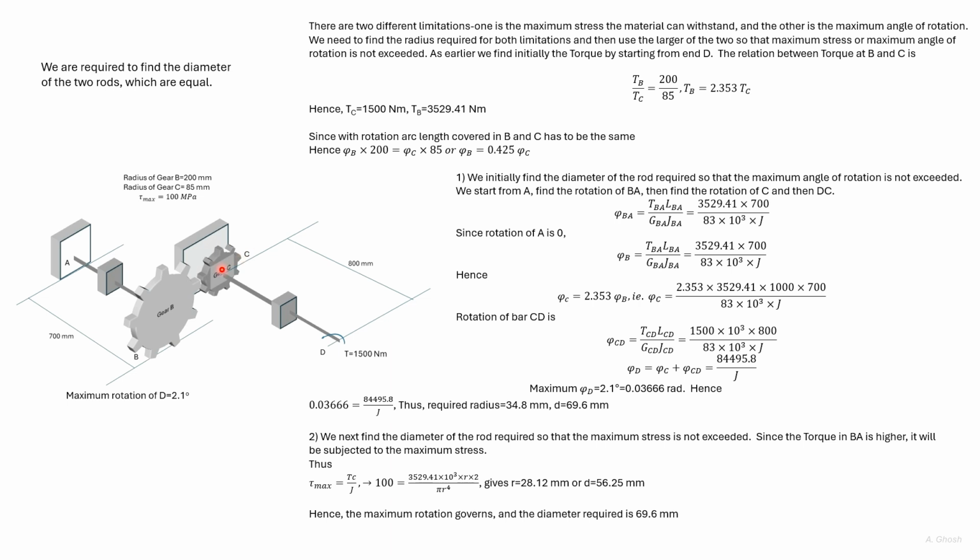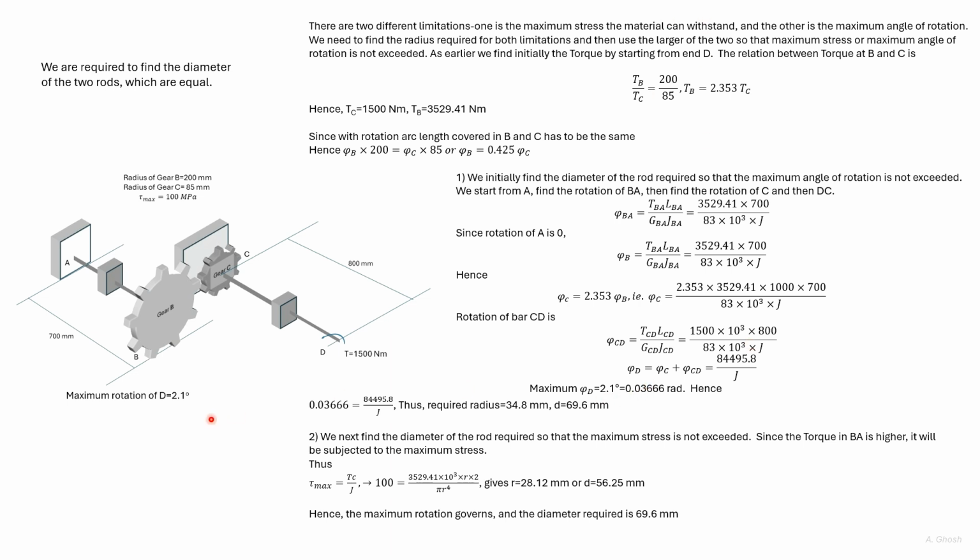We now know the phi of C, so we'll find the phi of CD to get the phi at D. So here for phi CD, the torque is this torque, the length is given, and G is known. So we find phi CD. Phi D is the summation of phi C plus phi CD, which we find in terms of J.